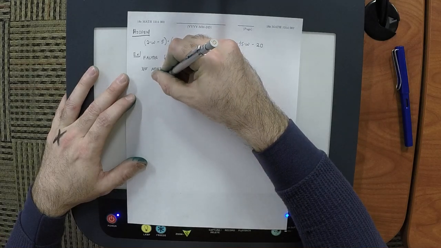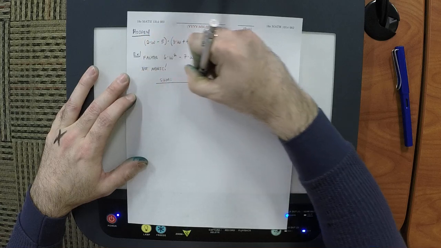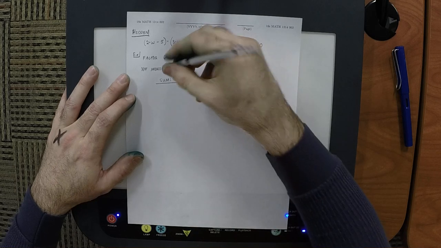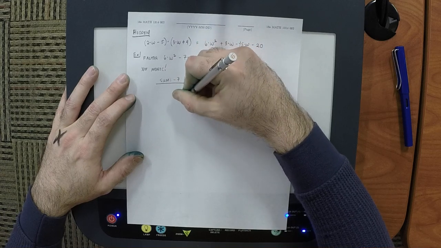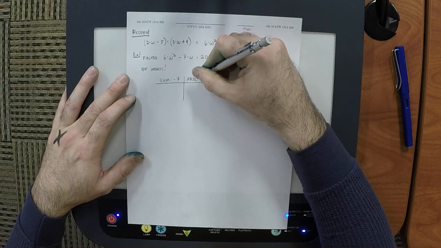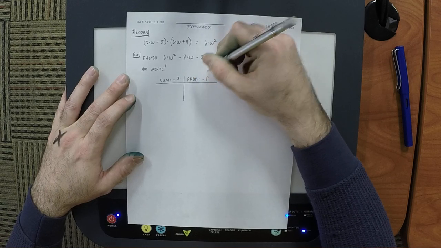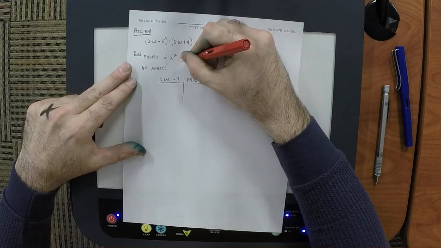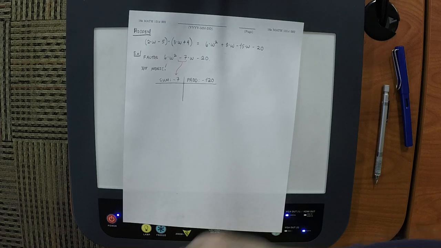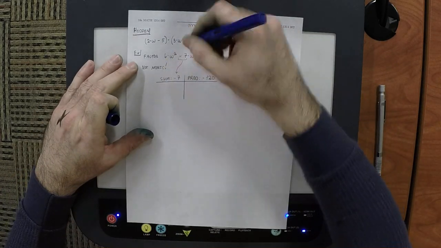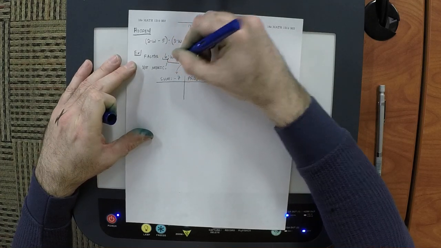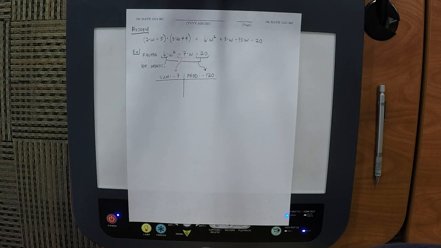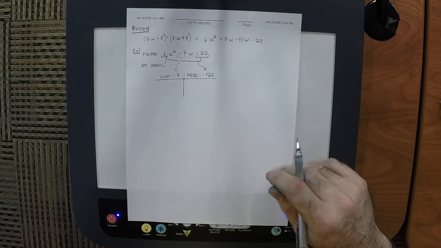Fine. We still need to make a sum product table. So what's the sum that we're looking for? Not 7. Negative 7. And what's the product we're looking for? Negative 120. Yes. I paused there for a second, like, what? It's always going to be that one. And then the sum is always going to be the middle one. And then the product is always going to be the product of the first and last coefficient. Okay, so two numbers whose product is negative 120 and whose sum is negative 7.